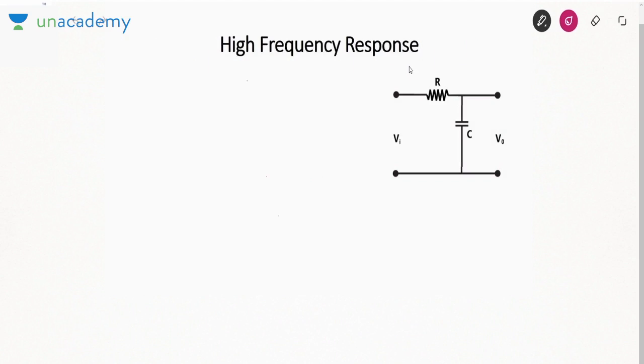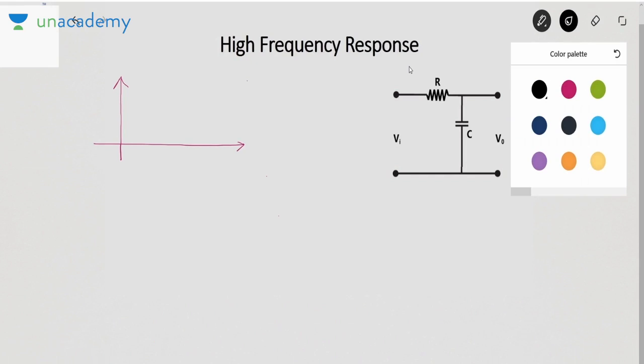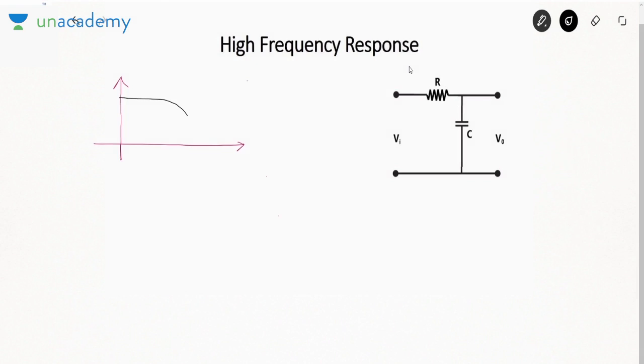Now if we only draw the high frequency response of BJT without considering the low frequency region, then the response is something like, okay, this is your mid band gain, then the frequency at which the gain becomes 1 by root 2 times is FH, or your cutoff frequency. I told you cutoff frequency is also known as 3 dB frequency, half power frequency. This is your FH.